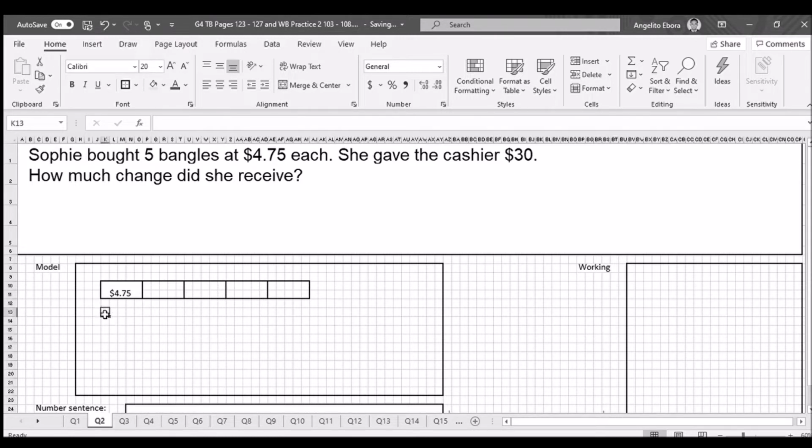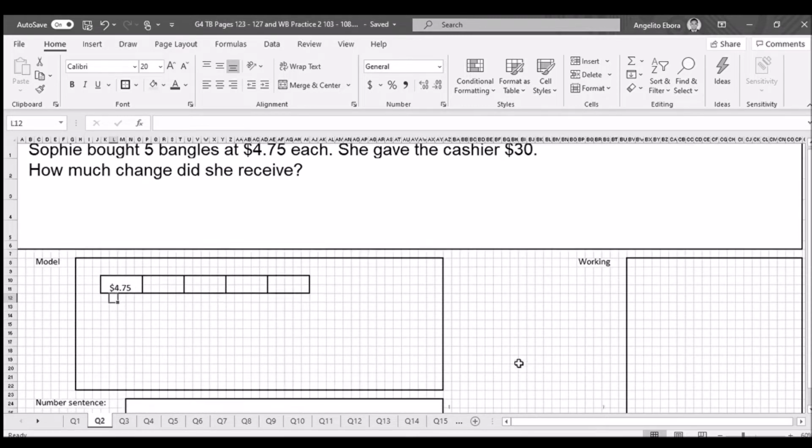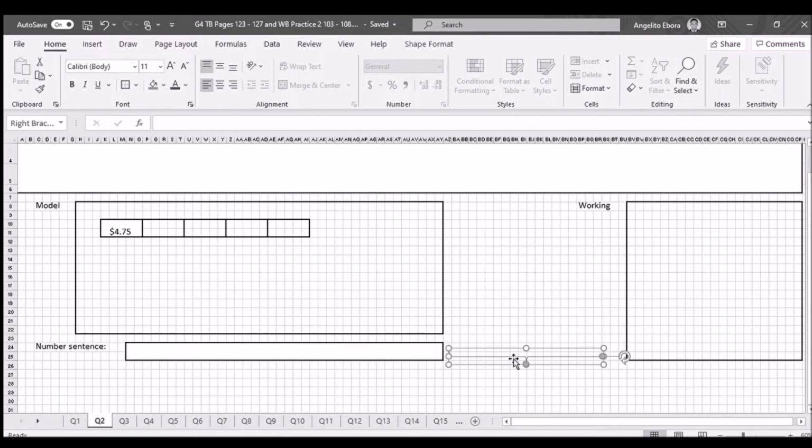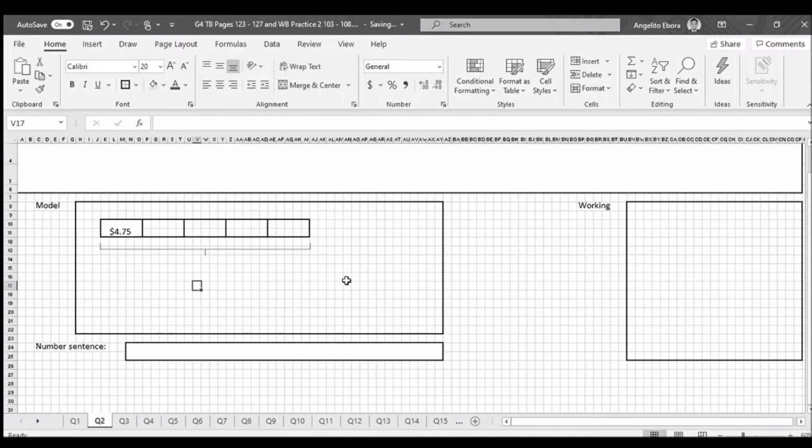Okay, so for the next one, let's find the cost of this. And let's put this. So please be patient because some of us are required to draw the model correctly. Okay, but some of you are not visuals.